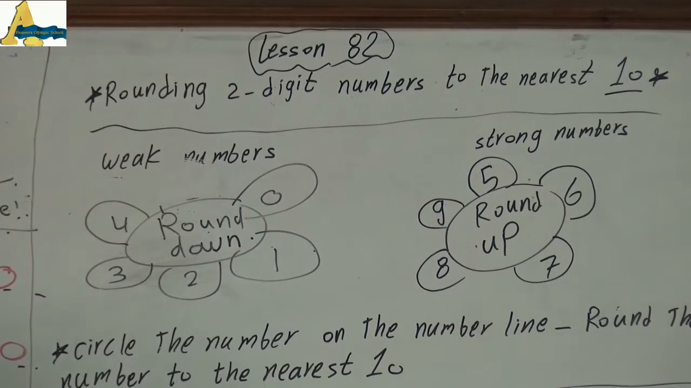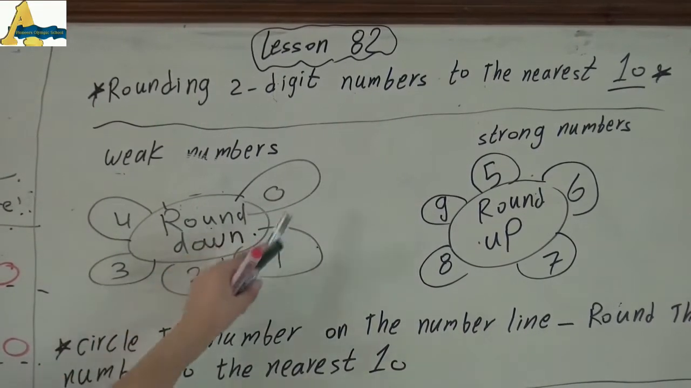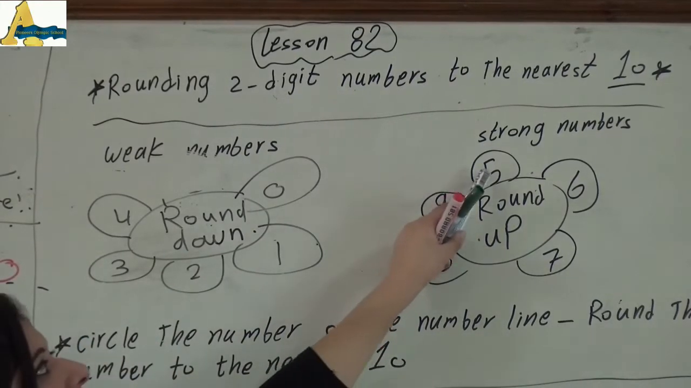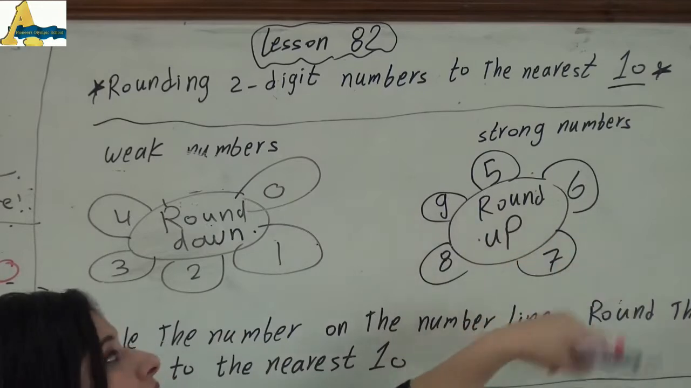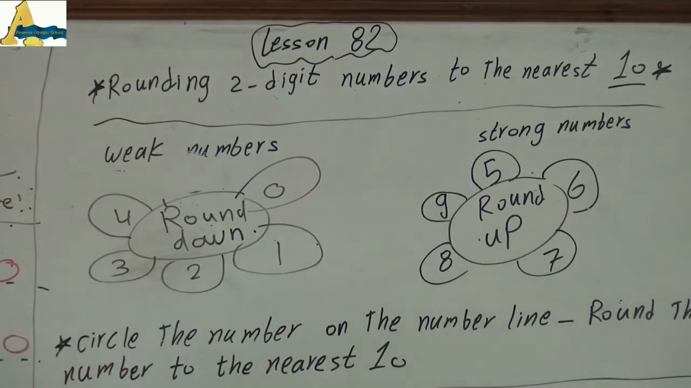What are the weak numbers? The weak numbers start from 0 and stop at 4: 0, 1, 2, 3, 4. Starting from 5, they become strong numbers: 5, 6, 7, 8, 9.